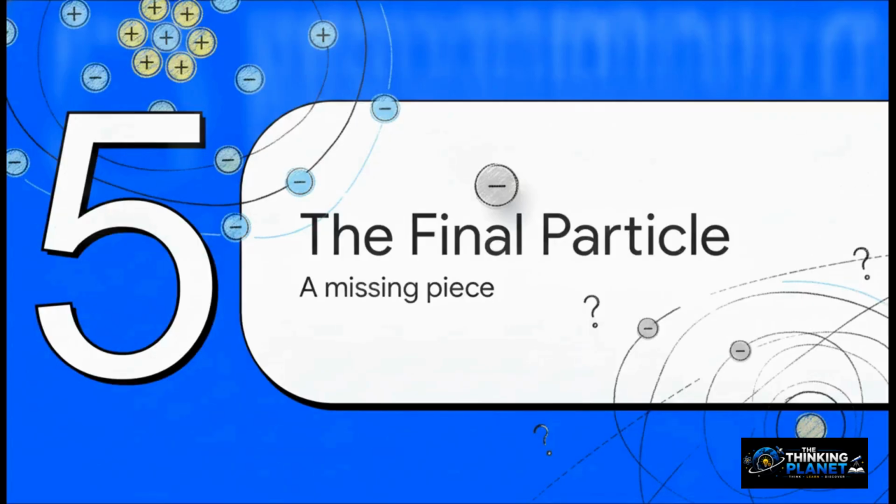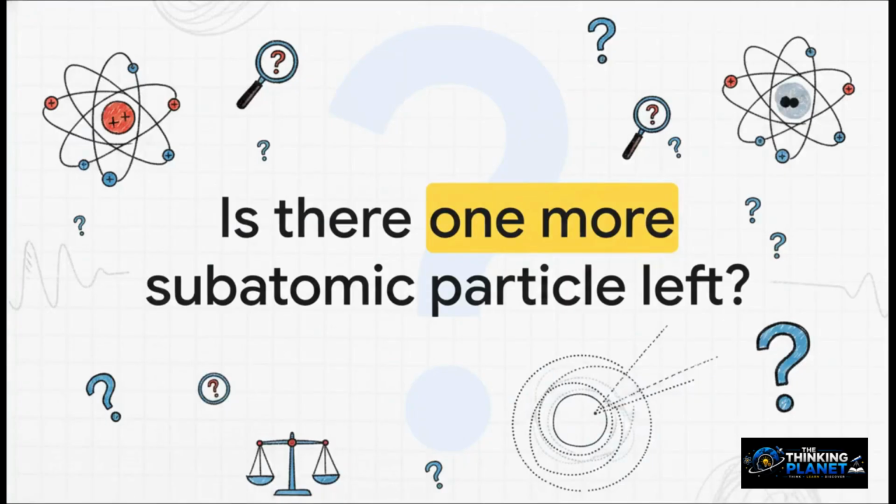Okay, moving to section 5, the final subatomic particle. So we've got positive protons in the center and negative electrons locked into their energy shells. But we aren't quite finished yet. The true story of the atom goes a bit deeper. I want you to ask yourself, with positive protons heavily packed in the nucleus and negative electrons revolving in fixed orbitals, is that the complete structure of an atom? Or is there one more subatomic particle left hiding in the center?